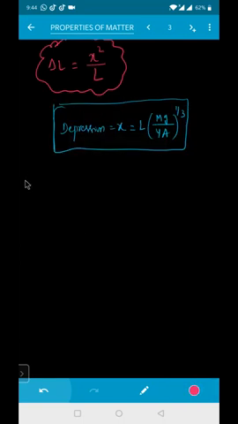Next one and very, very important application, that is number 6. See, for example, this is your ceiling. And somewhere here we are having a rod like this.